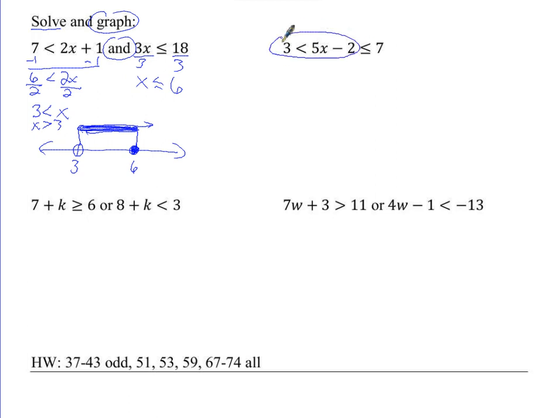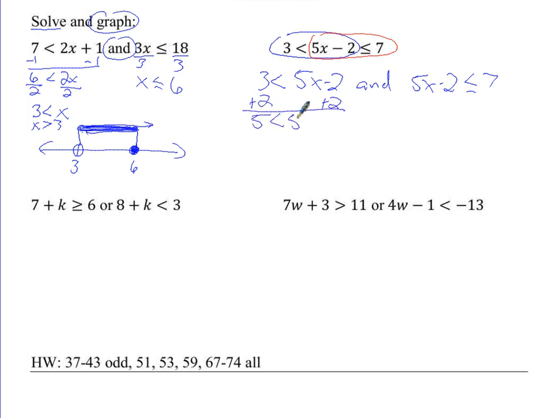So we have one part right here, and we have a second part right here. Those two separate things we separated out with the word AND. So we have 3 is less than 5x minus 2, and 5x minus 2 is less than or equal to 7. It's a compound inequality with the word AND. So now we just solve. Add 2 to both sides, and we get 5 is less than 5x. Divide both sides by 5. We get 1 is less than x, which means x is greater than 1.